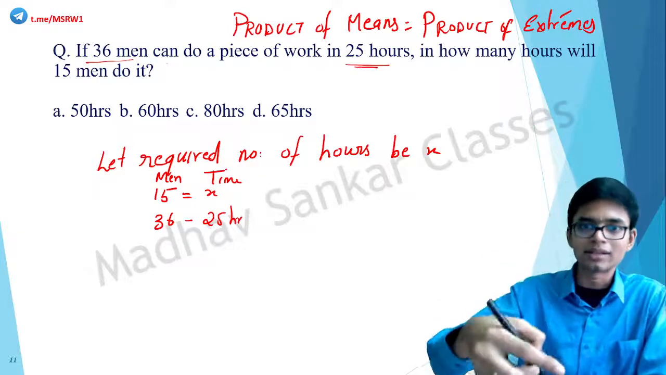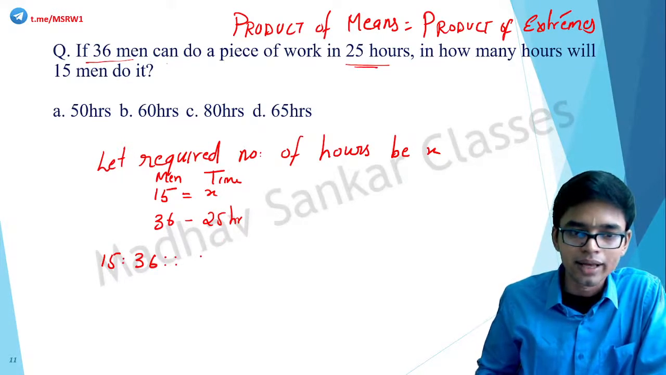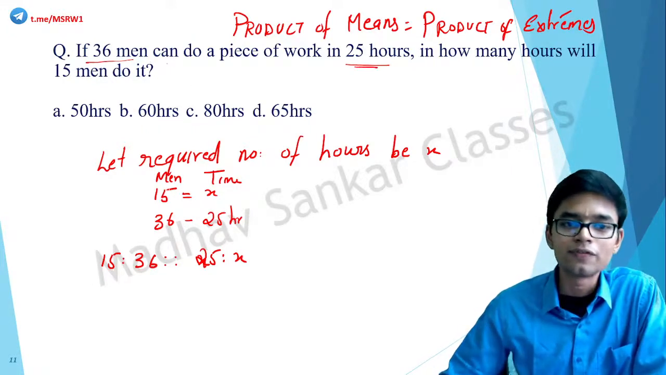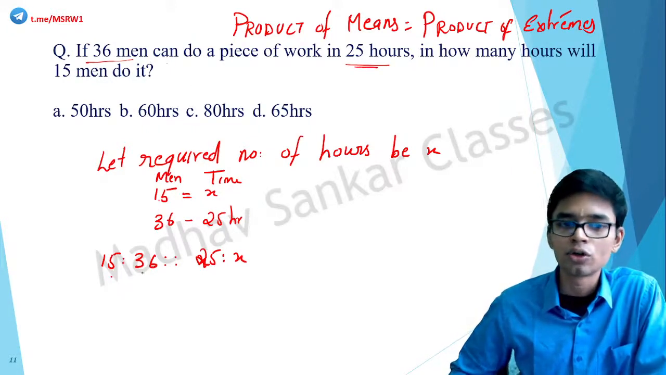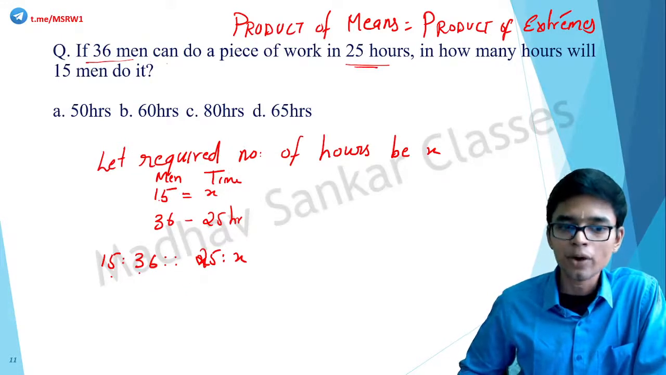Now we have to put this in the ratio proportion method. So 15 is to 36 as 25 is to x. Did you understand this? This is a bit tricky. 15 men took x hours and 36 men took 25 hours. Clear? So product of means, that is the middle terms, is equal to product of extremes.